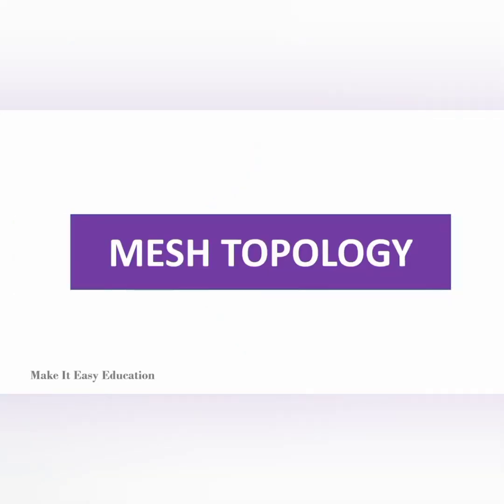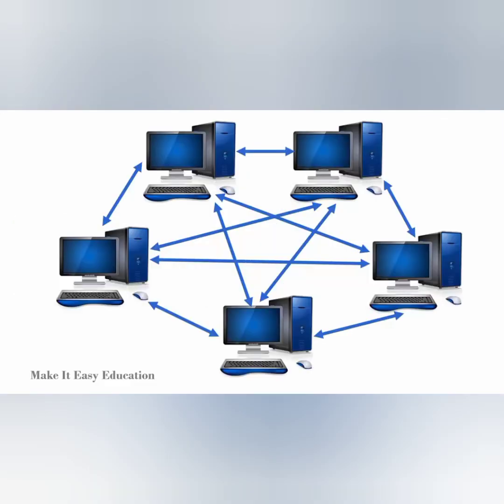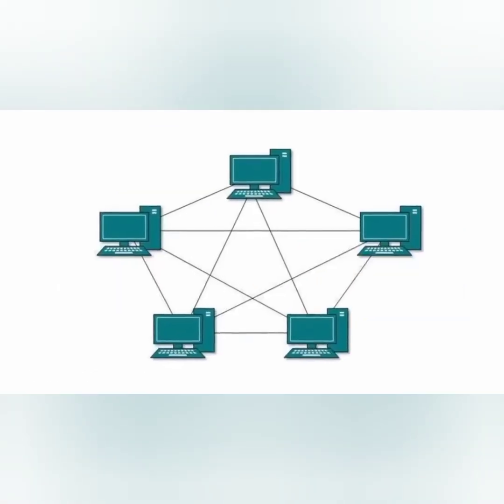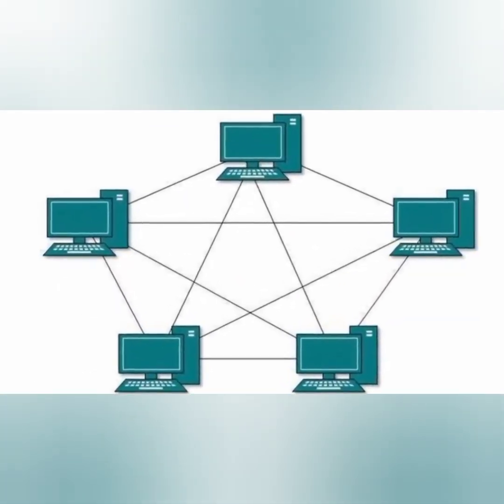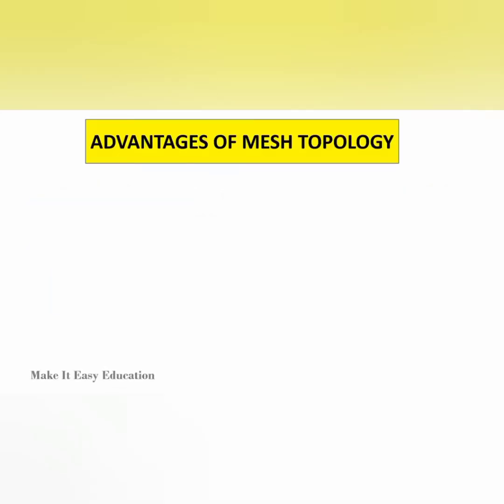Mesh topology. In mesh topology, each device is connected to every other device on the network, through a dedicated point-to-point link. If there are n devices in the network, then each device must be connected with n-1 devices of the network. Advantages of mesh topology.